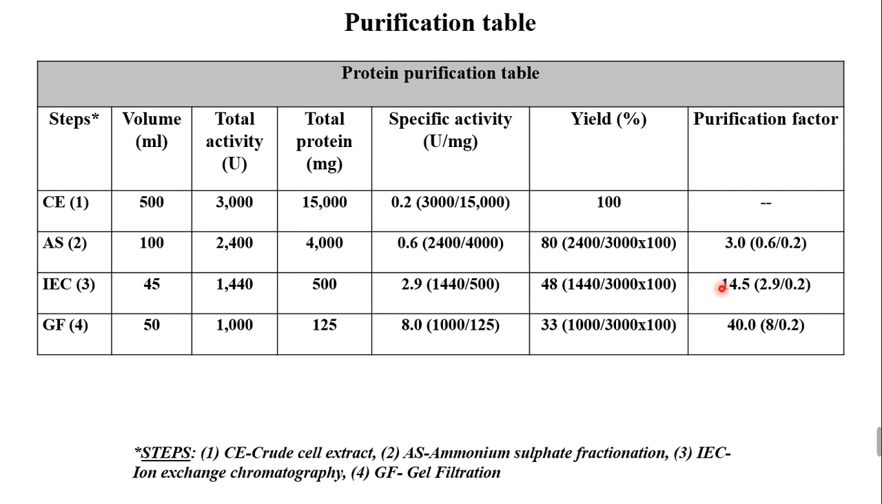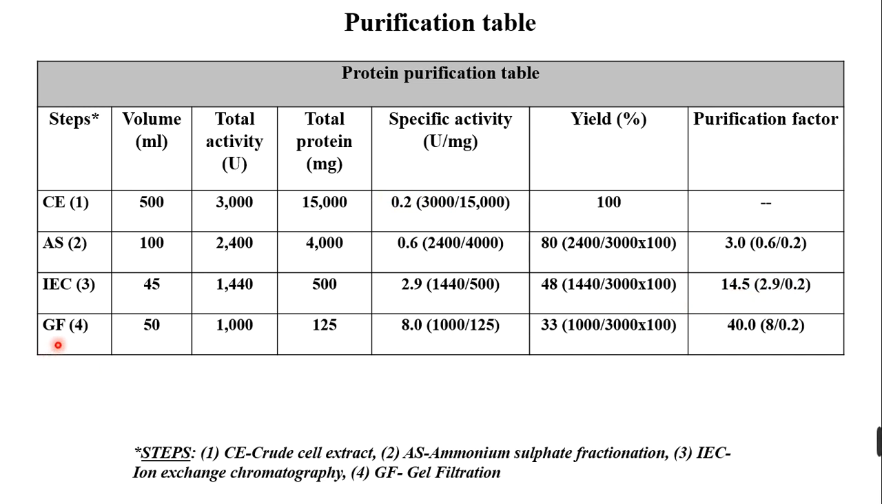And coming to the protein purification factor, I already told you, for yield you have to consider only the total activity, and for this one you have to consider only the specific activity. You can see the second step you got 0.6, that is 0.6 divided by 0.2. But in the third step you got 2.9. So 2.9 is the present step, and for the first step you got 0.2, that is 2.9 divided by 0.2, that is 14.5, the protein purification factor or fold purification.